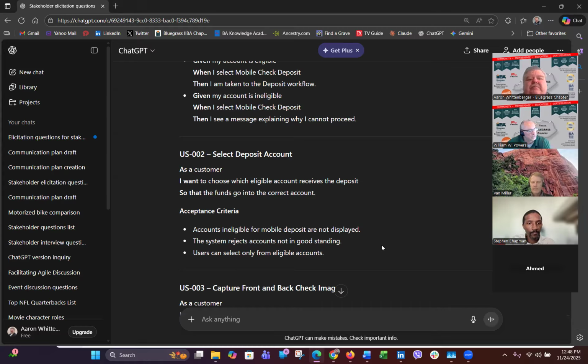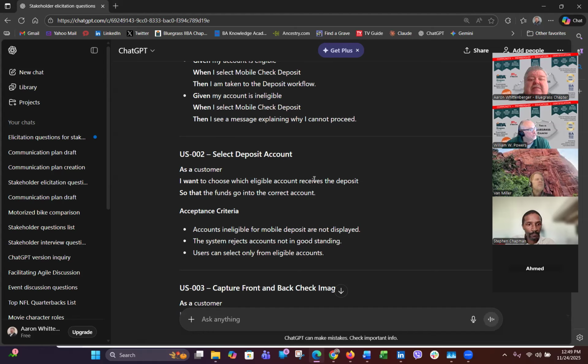Does that format have a name, like how Gherkin has a name? Gherkin is the given when then format. Does this other one have a name, or is it just a format? There's nothing I know of; it's just acceptance criteria, and it's simply a statement. Accounts ineligible for mobile deposits are not displayed.